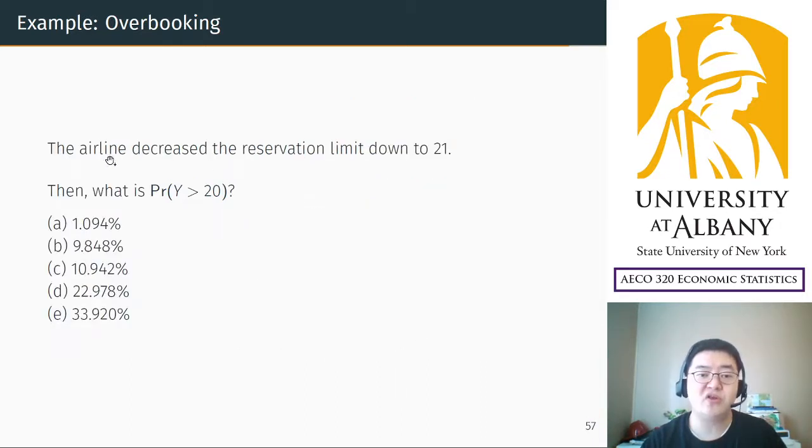So you reduce the number of reservations you accept down to 21. Previously you sold 22 tickets, but now you sell 21 tickets. In this case, what is the new probability of Y greater than 20? Think about the parameters for Y and then use the probability formula to calculate this probability. Do this exercise, and watch the next video. Thank you.